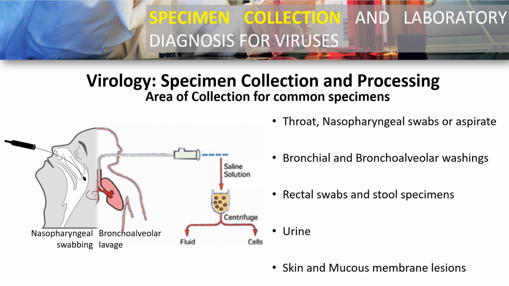So, for example, if there is cough, then you collect respiratory secretions. Not skin scraping, not urine. Why? Because where the symptoms are, that is where the highest concentration of the virus is. So you have your throat, nasopharyngeal swab, and aspirate. You can also do bronchial and/or bronchoalveolar washing. And also rectal swabs and/or stool specimens, urine, skin, and mucous membrane lesions.